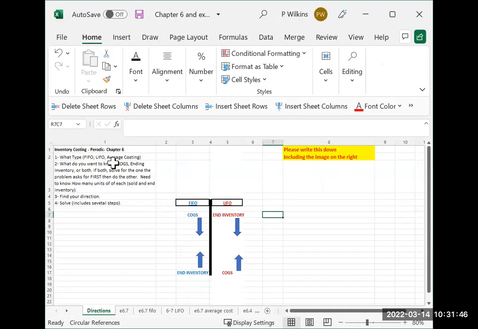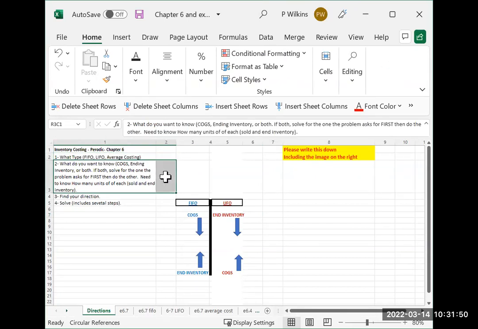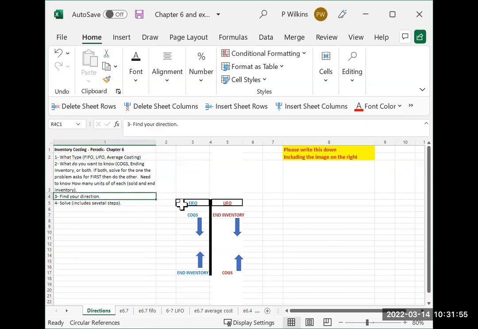We're looking at the map. What is our type? FIFO. We're still doing FIFO. What do we want to know? Now we want to know the cost of goods sold. What's our direction? We're looking at the FIFO side, right? Cost of goods sold is at the top. So we're going to count from the top down. See the down arrow? Top down until we get to the number of units that were sold.